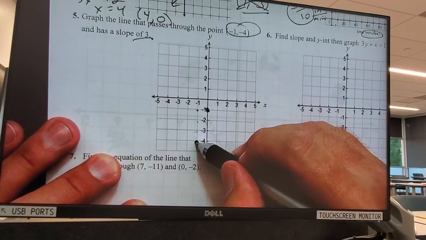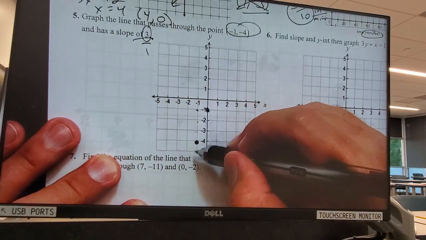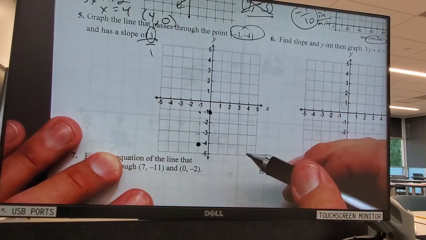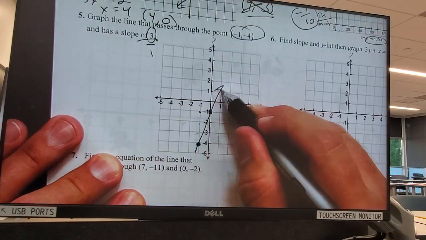So the biggest mistake I see is somebody looks at 3 and doesn't realize it's over 1. So they just go up 3, make a dot, and then do a straight up and down line, which is a little insane, yes? Because that would mean slope of what? Undefined. Undefined, yeah. Or infinite, yeah.